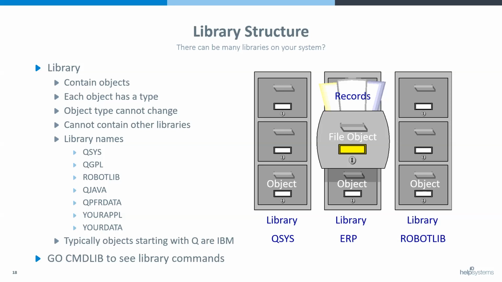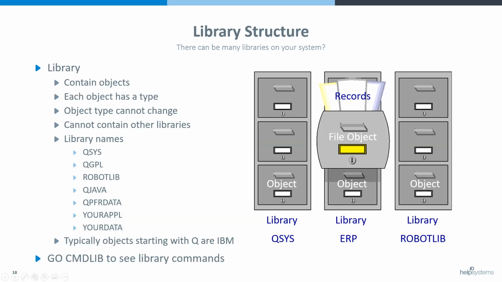So there are certain operating system or IBM type libraries. There's also vendor type libraries. So for instance, you might see on some systems our Robot Schedule product, and that would be in a library called Robot Lib, and that's where our program and file objects and all the rest of the object types that support our application live.